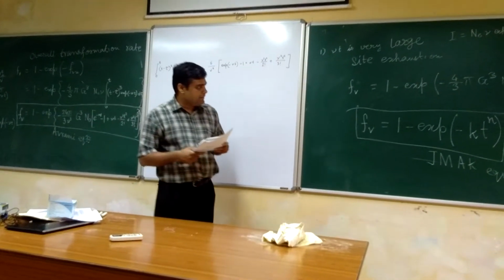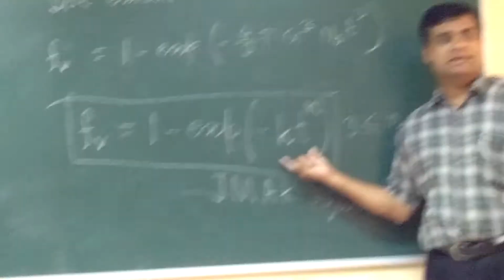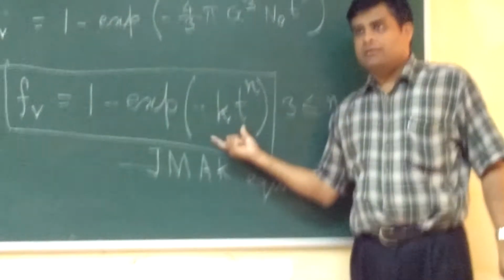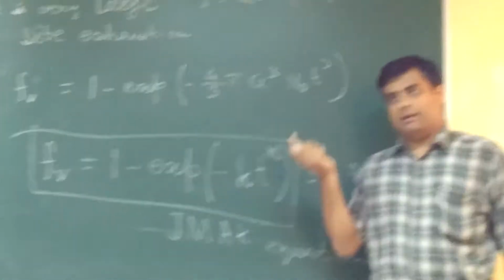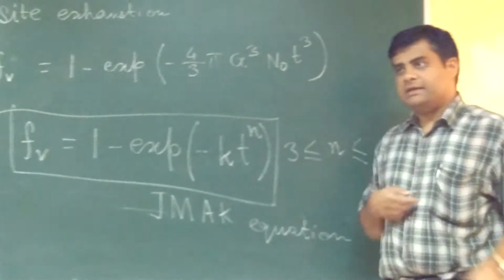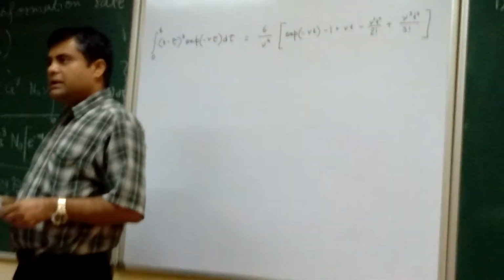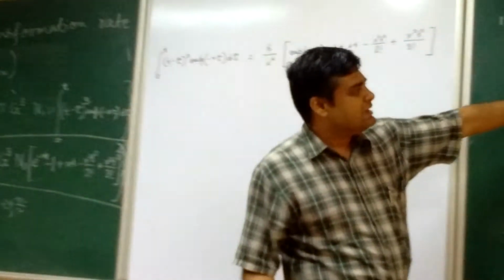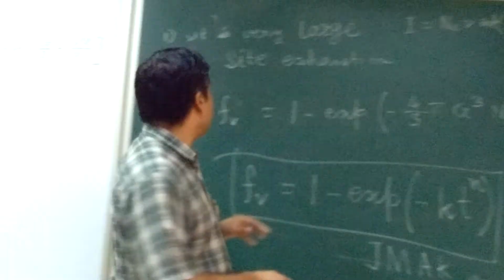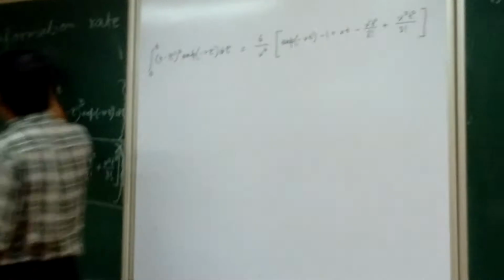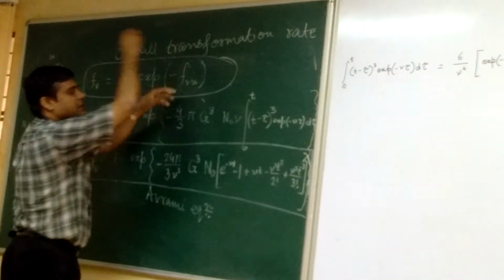For very small t, at the very beginning, and for very small k, t to the power n is much less than 1, then we can write Fv equal to k t to the power n. So there is no impingement, the extended volume fraction is equal to your real volume fraction. And this equation can be very simply got, because ultimately one of the basic equations is this one. So somehow we have to find out Fvx.